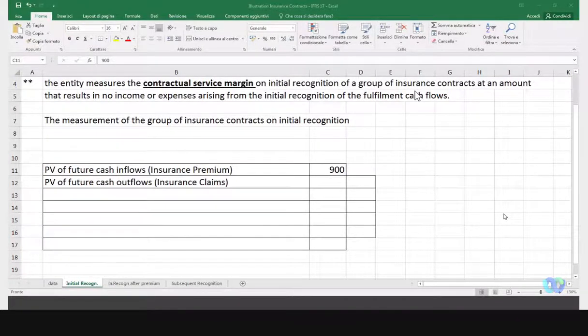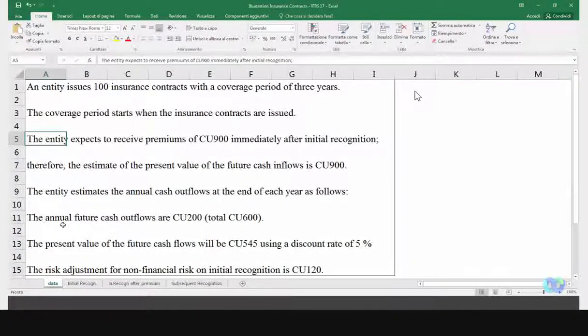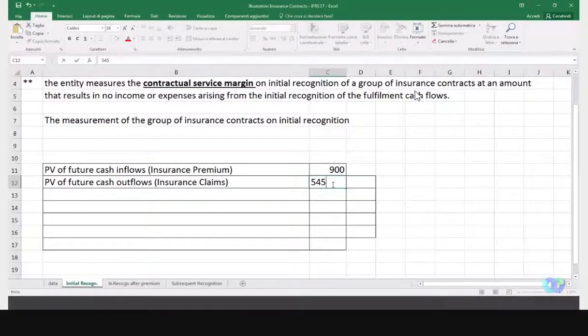So what is the present value of future cash outflows? Who remembers? Yes, we need to pay for 3 years, 200 cash units at the end of each year, but discounted, because this is the present value of future cash outflows, discounted to the present. Remember that this was the amount of 545. As you see, the exercise will not ask you to discount the values. They are already there, just put them in their own place and compare with each other.